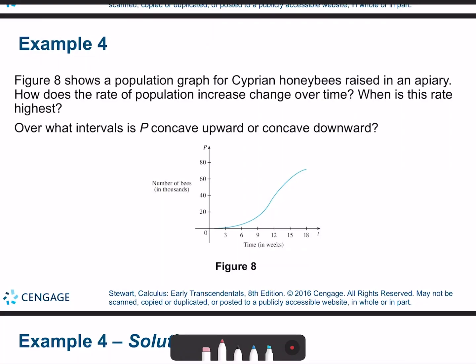So here we're looking at Cyprian honeybees that were raised in an apiary. By the way, Cyprian honeybees, in case you didn't know, Cyprian means that they come from Cyprus. If you're not sure where Cyprus is, you should Google it. You should have a little look at a map. Okay, so over what intervals is P concave upward or concave downward?